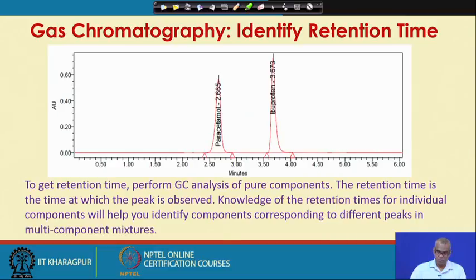So, to know the retention time for paracetamol and ibuprofen, I will first perform experiments with pure paracetamol and pure ibuprofen. I will take pure paracetamol and inject it with the carrier gas. It will pass through the column, it will be detected by the detector and it will produce the chromatogram. So, the chromatogram will tell me the retention time for paracetamol.